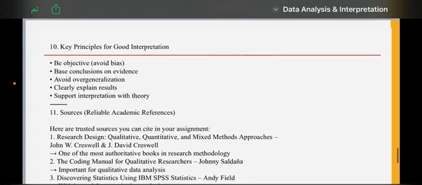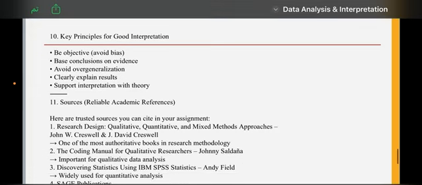Now we have key principles for good interpretation. First, be objective, avoid bias. 2. Base conclusions on evidence. 3. Avoid overgeneralizations. 4. Clearly explain results. And 5. Support interpretation with theory.